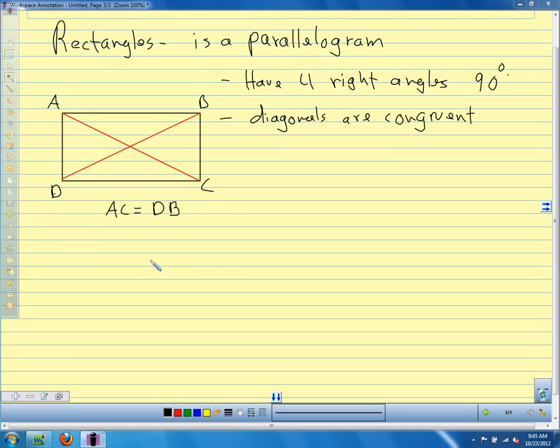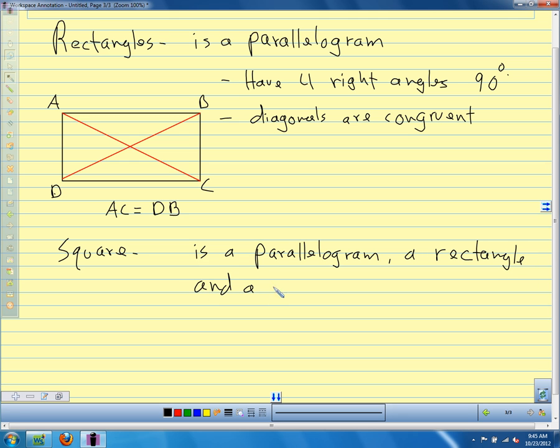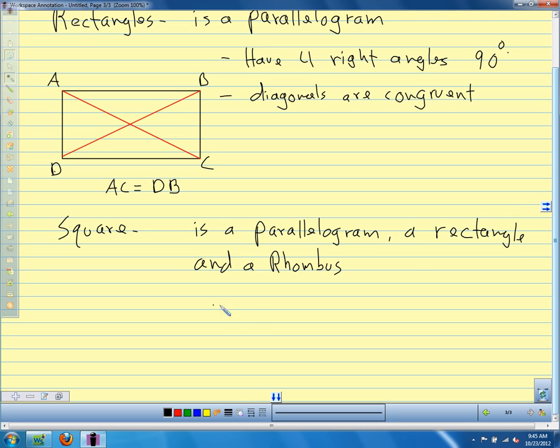And then our last one is a square. And a square is a parallelogram. It's also a rectangle and a rhombus. So everything that's true about a parallelogram, about a rectangle, and about a rhombus is true about a square. The main things to remember about a square, and we know the first one already, is four congruent sides and four right angles.